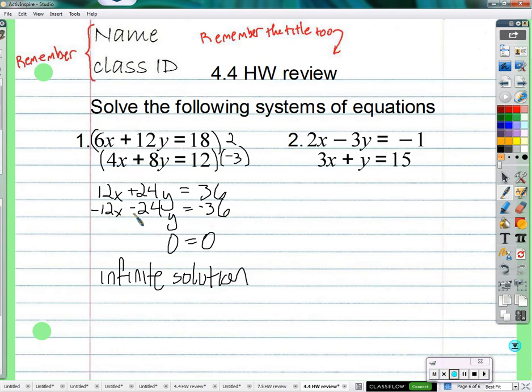Bridger, so what would a no solution problem look like? The fastest answer I can give you is that you'll get 0 equals something other than 0. So that means it's a false equation, right? We talk about false and true results. The true one is always infinite, the false one is always no solution. So 0 equals 6, no solution, 0 equals 3.